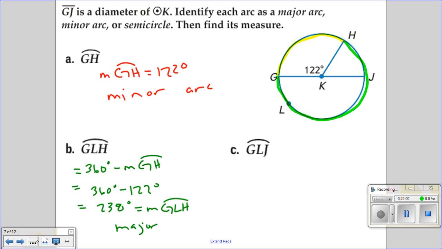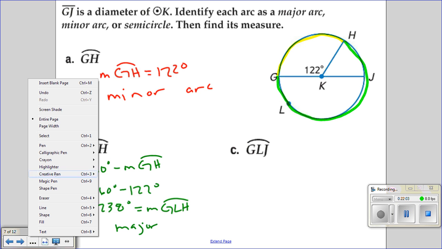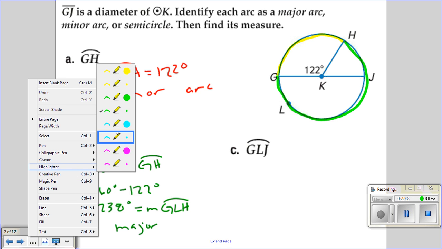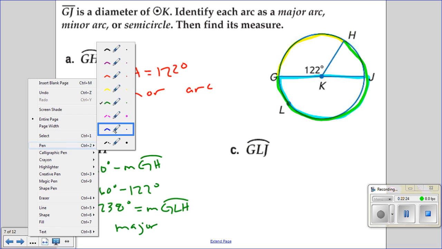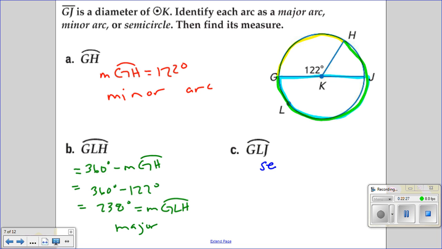Now arc GLJ. GLJ is formed by diameter GJ, so it is a semicircle. So that means the measure of arc GLJ is equal to 180 degrees.